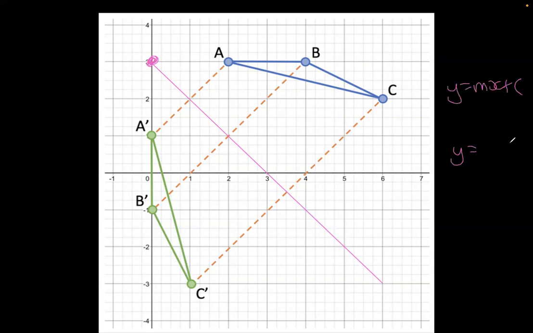So y equals, this is going to be plus 3. What is my slope? It's definitely minus, isn't it? It's going down. What is it? It's just -1. So it's -1/1. So this is negative x. So y equals negative x plus 3 is my reflection line.